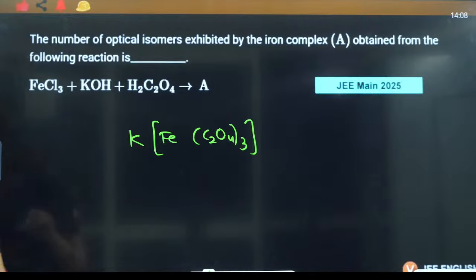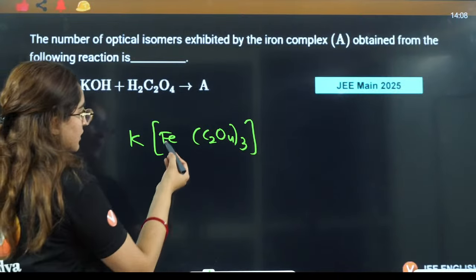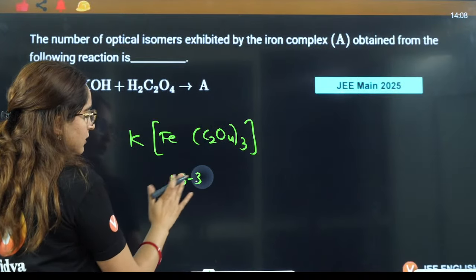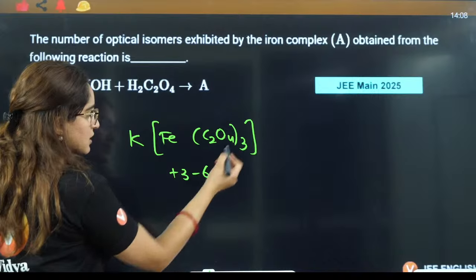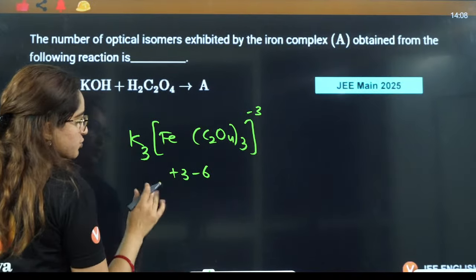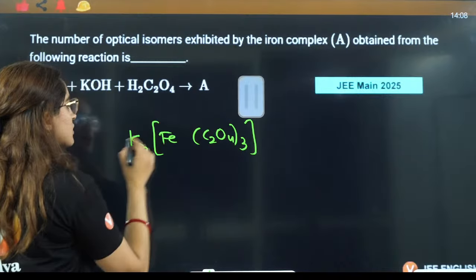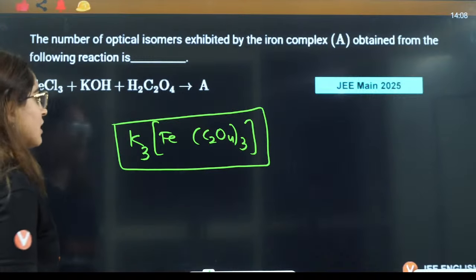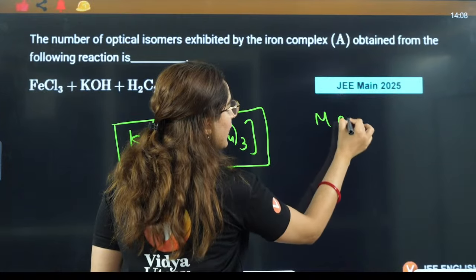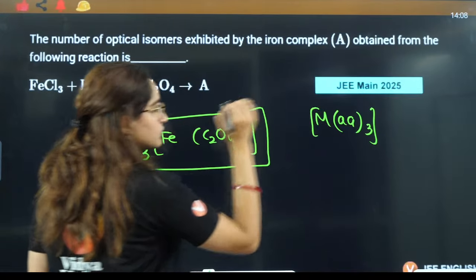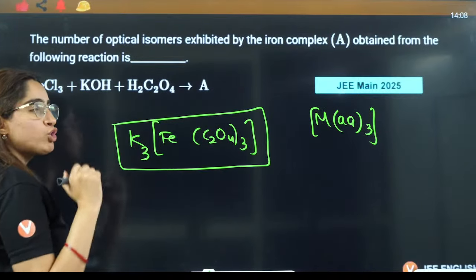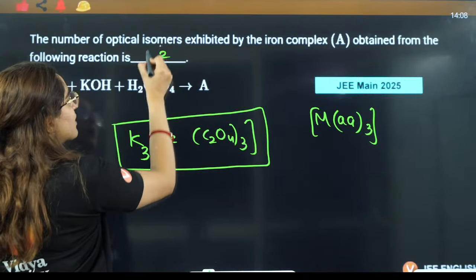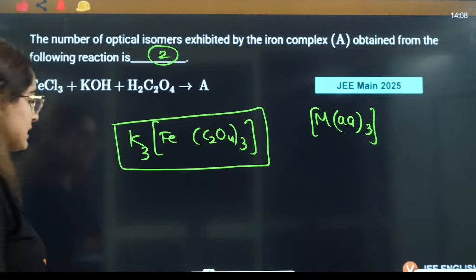Understood? Now if I want to have iron plus 3 here, this will be plus 3, this will be minus 6, so it has to be minus 3. That means here it has to be 3. So that's how the answer is going to be this. Now we are saying optical isomers. This is the case of M(AA)3 that always has 2 optical isomers, right? Non-superimposable mirror images are possible, so 2 is the correct answer here, right?